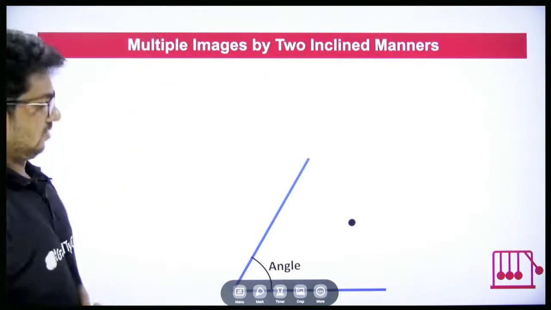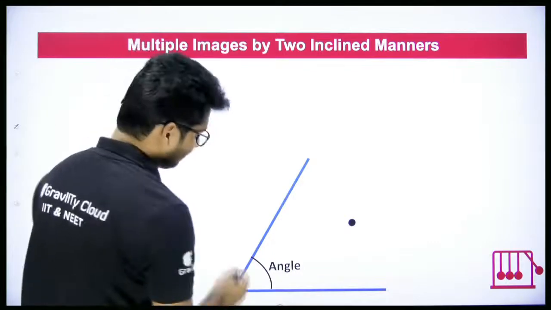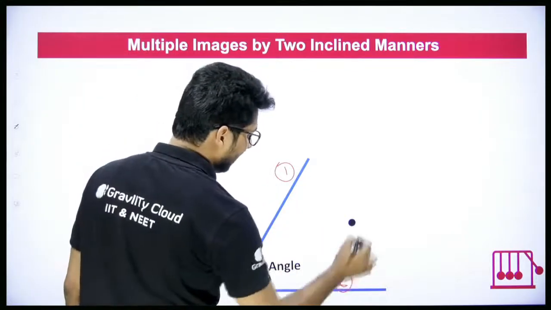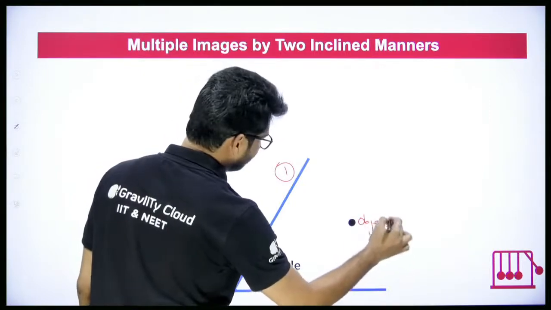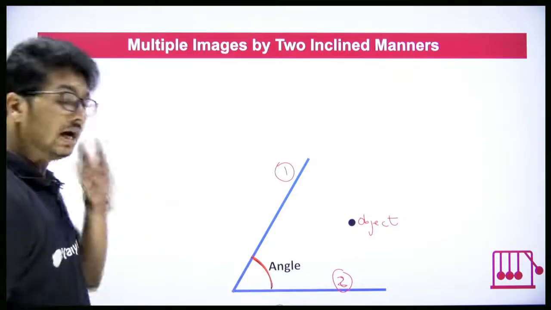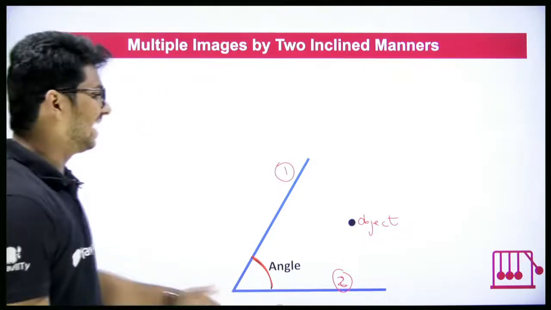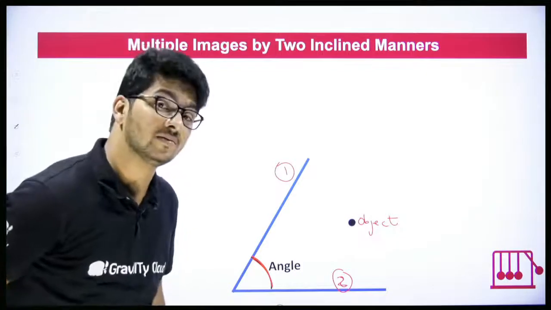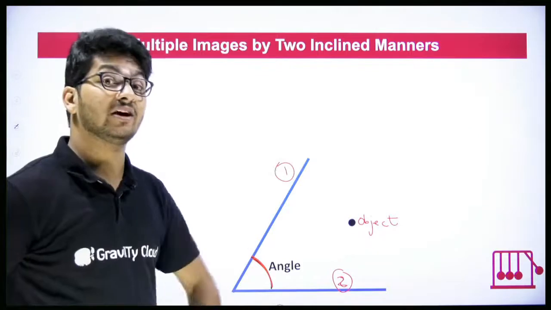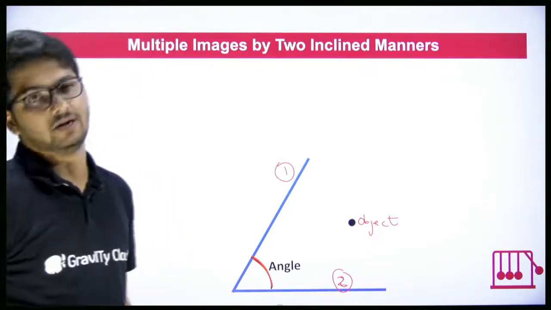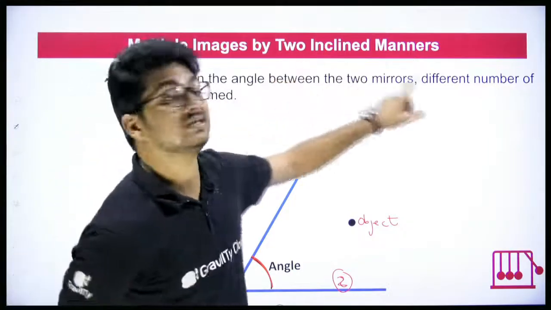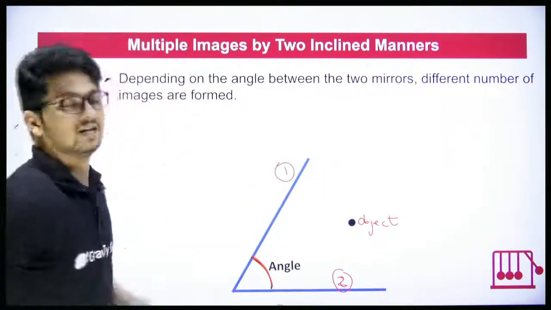Got it? So a very simple case you can see here. This is mirror 1, this is mirror 2. In between them an object is placed, a very small object, and this is the angle between them. And how do you find the angle between 2 lines? Using a protractor. So even the angle between 2 mirrors you can find using a protractor. Depending on the angle between the 2 mirrors, a different number of images are formed.